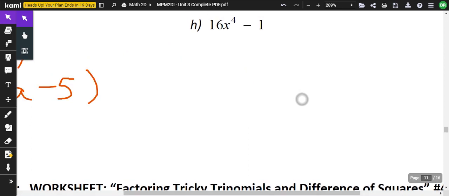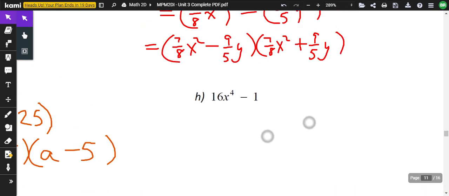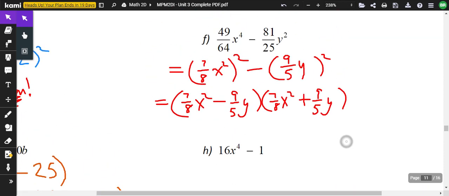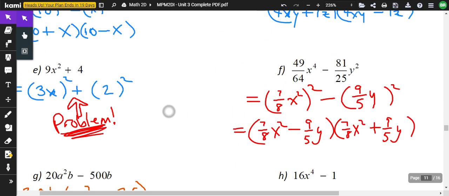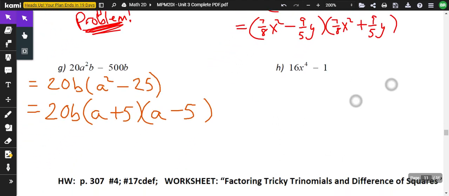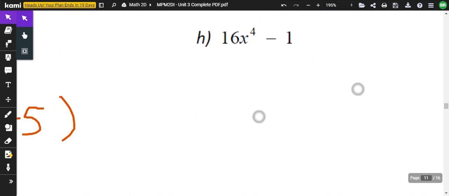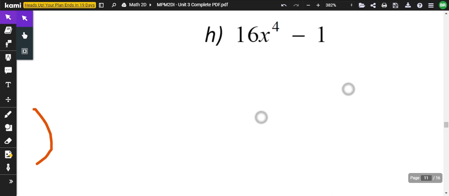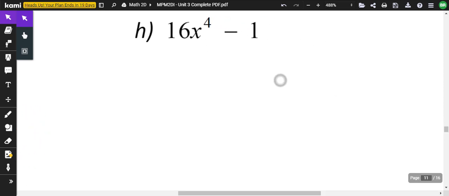16x to the 4th minus 1. Now the front of this looks familiar. Kind of looks like this x to the 4 thing going on up here, right? Did I have that show up again before that as well? No, I did not. That was the first time. Okay. What makes this different is not the 16x to the 4th. We've dealt with that before. What makes this a little different is the back.